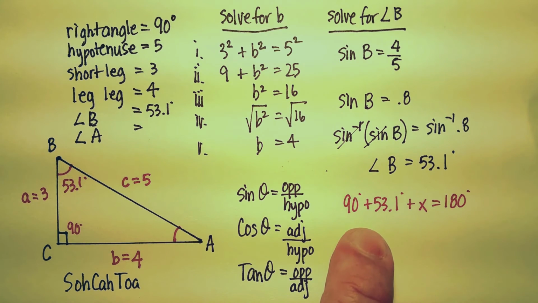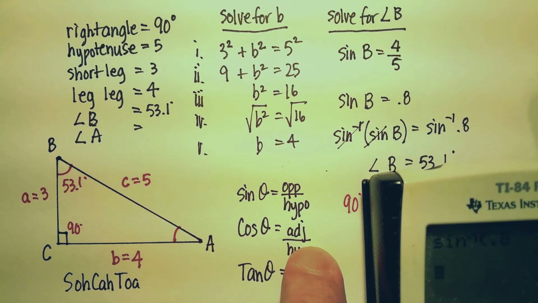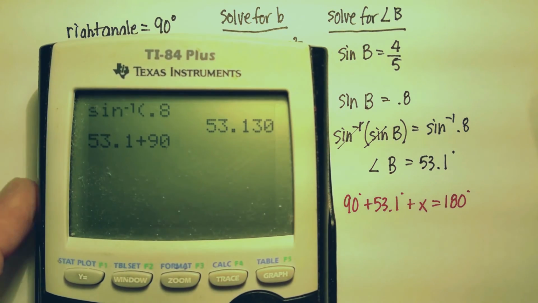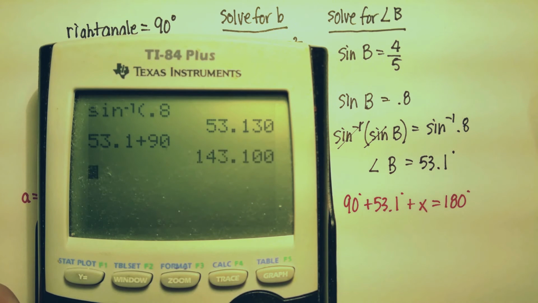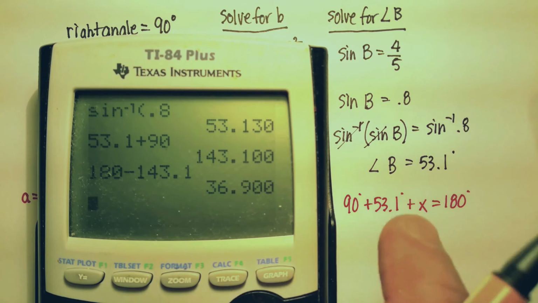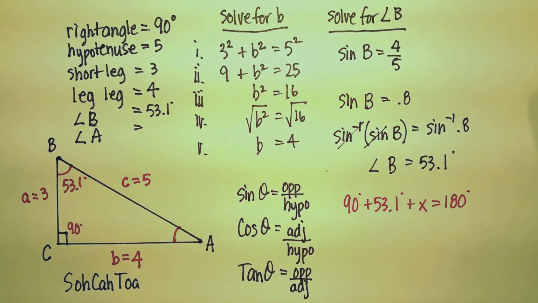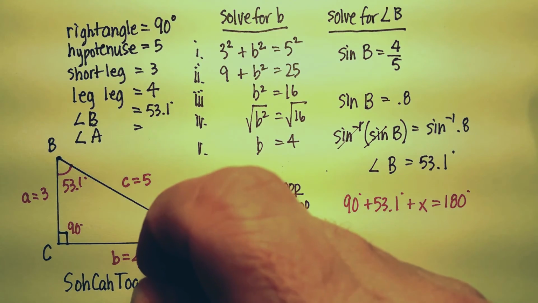That's just the triangle angle theorem, right? So let's add all that up. So 53.1, I'm just going to round that, plus 90. Oops, sorry, that's off camera there. There we go. Is equal to 143.1. And let's just go 180 minus 143.1. And that gives me 36.9 for my missing angle.